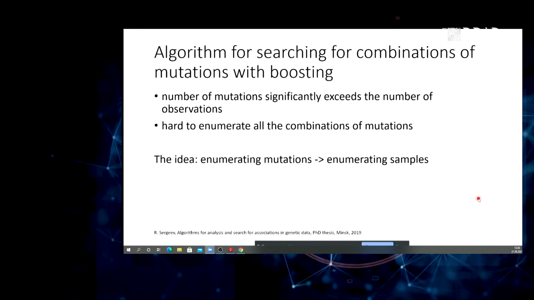We won't go deep into the details of this algorithm, only discuss the main idea. So we want to find different combinations of mutations and test how they're associated with resistance. So we need to enumerate them somehow, but the number of mutations is huge, and it is hard to enumerate all of them. So we want to switch from enumerating mutations to enumerating samples, because the number of samples is much lower.